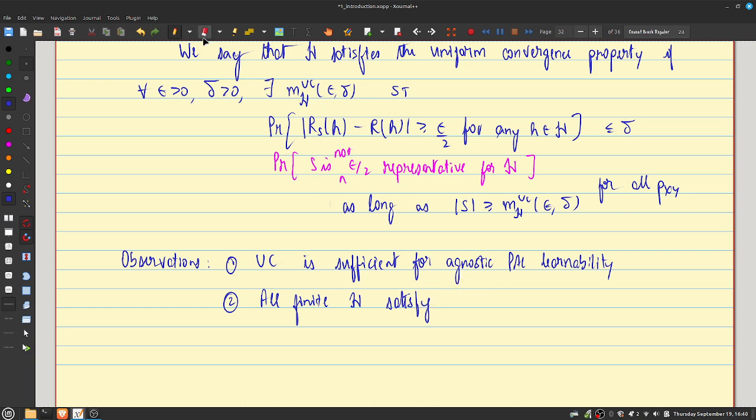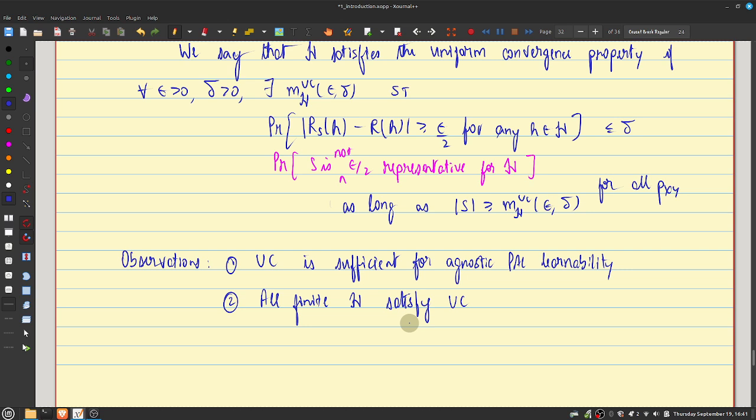H being an epsilon by 2 representative of H. Can you repeat? S being an epsilon by 2 representative for H is a highly likely event. That makes H satisfy the uniform convergence property, but that's by definition the uniform convergence property.